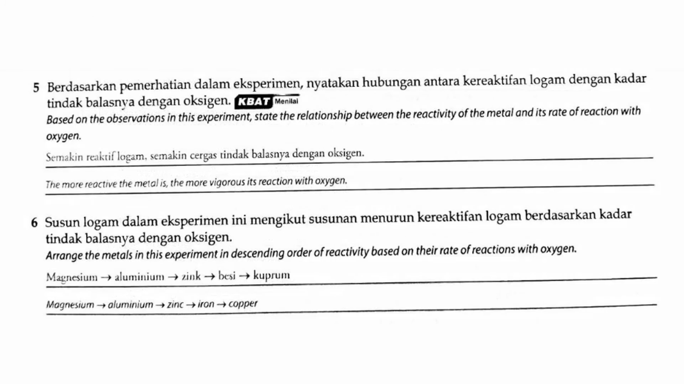Based on the observations in this experiment, state the relationship between the reactivity of the metal and its rate of reaction with oxygen. The more reactive the metal is, the more vigorous its reaction with oxygen. Arrange the metals in this experiment in descending order of reactivity based on their rate of reactions with oxygen. Magnesium, aluminium, zinc, iron, copper.